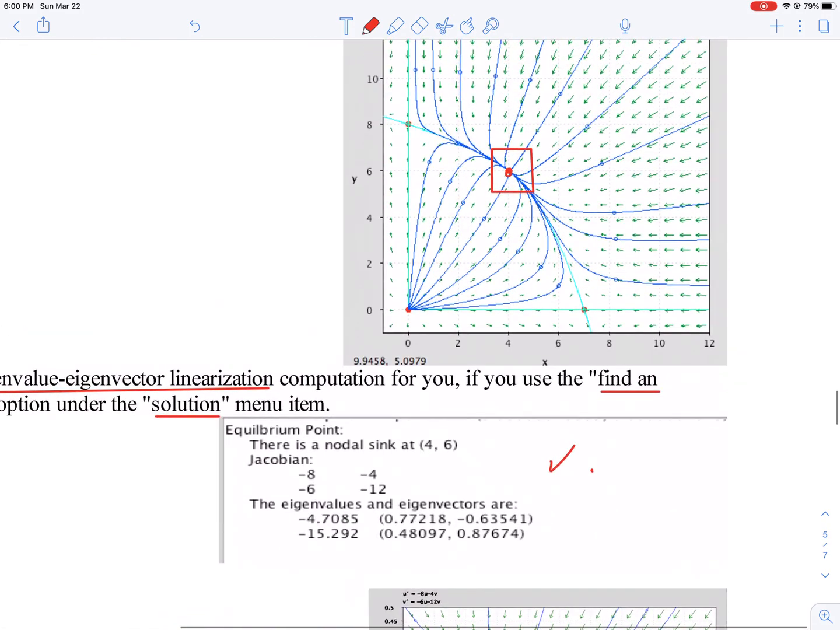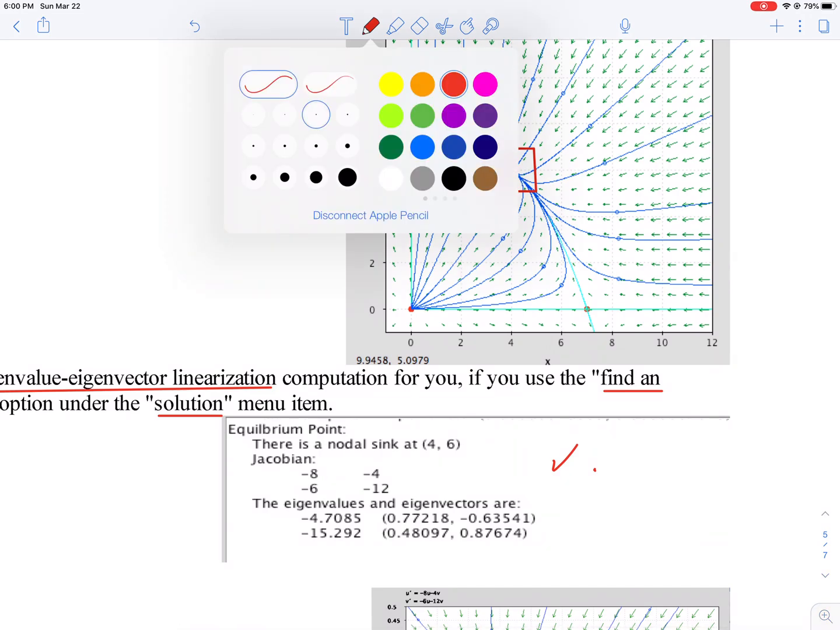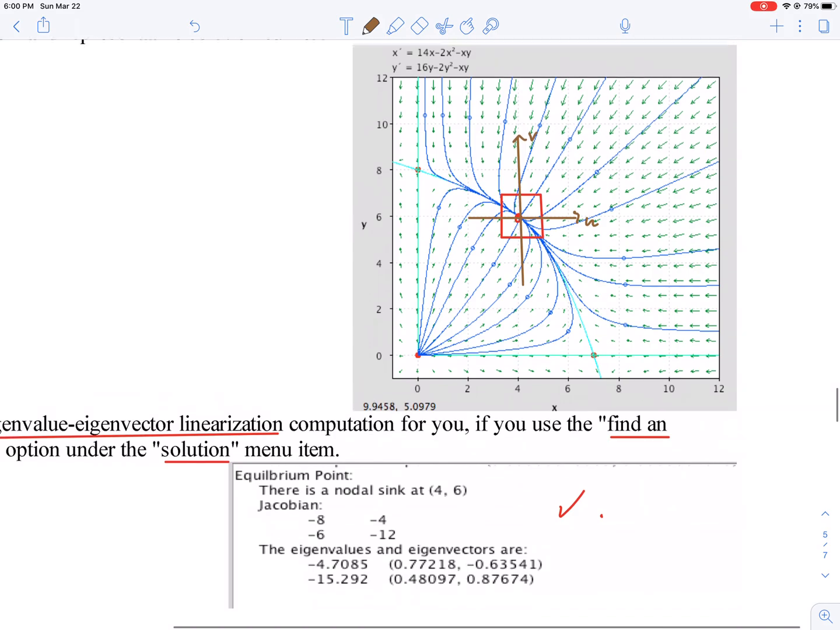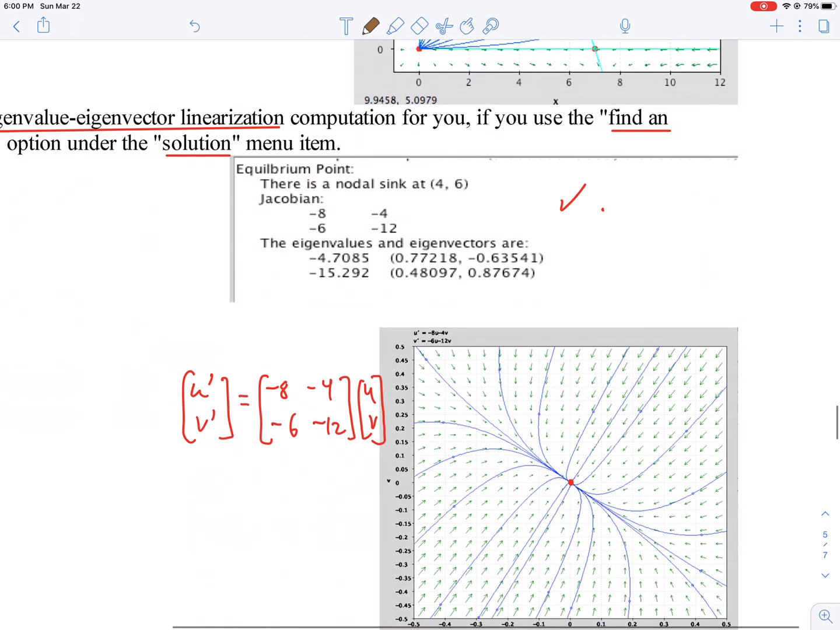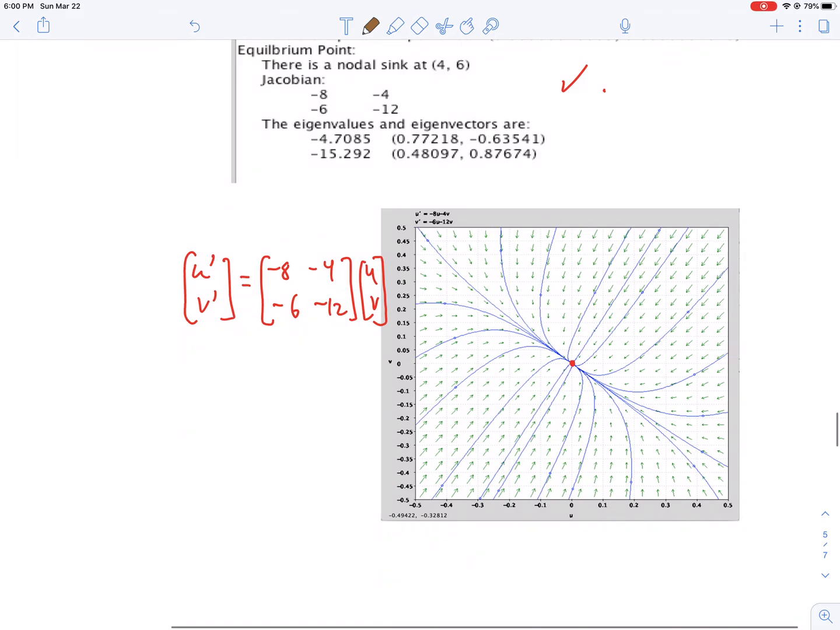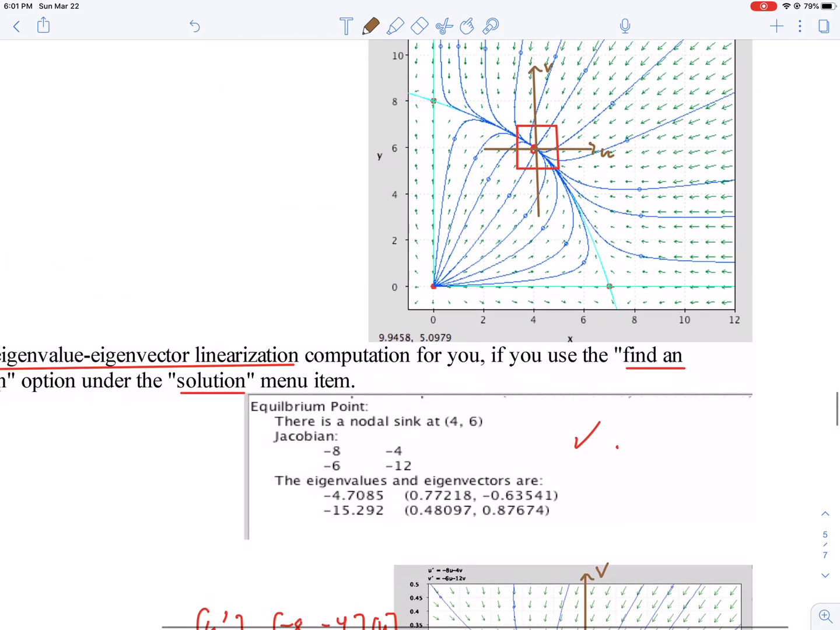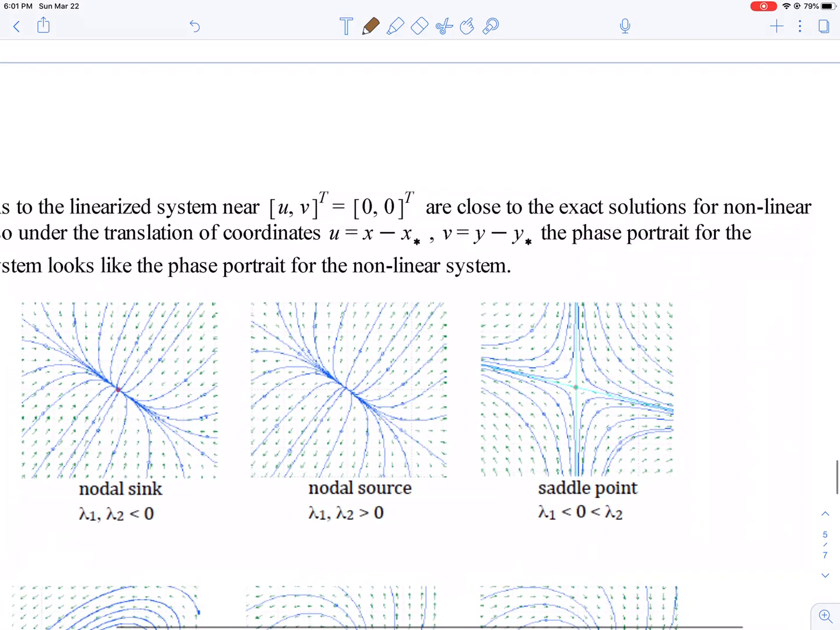And you can see it does. All right, and to emphasize the connection between x of t, y of t and u of t, v of t: again, the u of t, v of t are measuring the deviations of x of t, y of t from x star, y star. Okay, so that's how you do linearization.